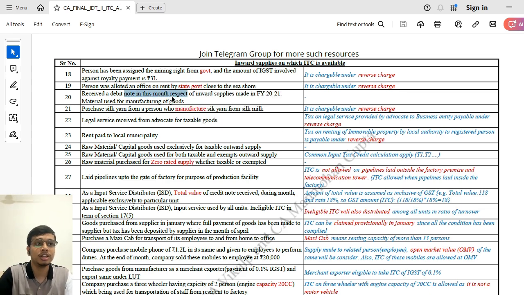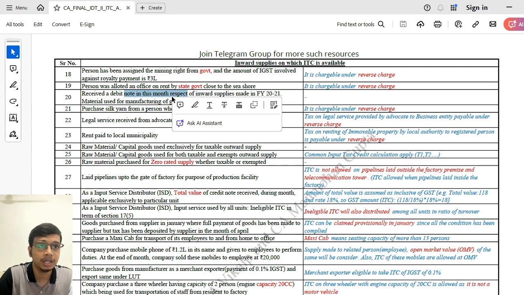Received a debit note in the current month for an inward supply invoice of financial year 2021. We can claim ITC for such debit note amount in that current month.